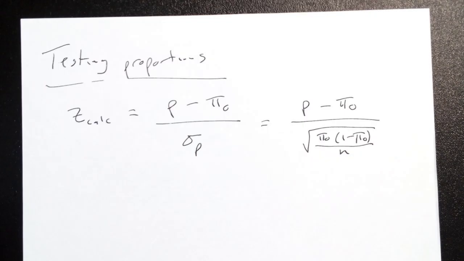I'm going to have a Z critical based on our sensitivity alpha, our significance level. And if it's too far out, then we reject our null hypothesis.